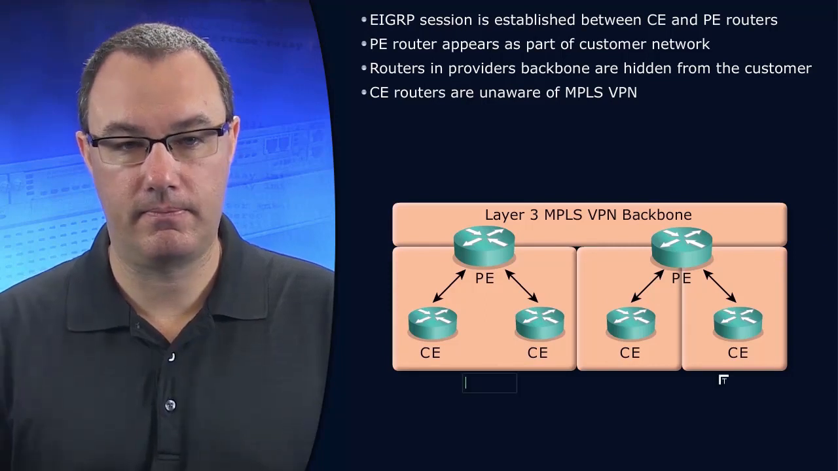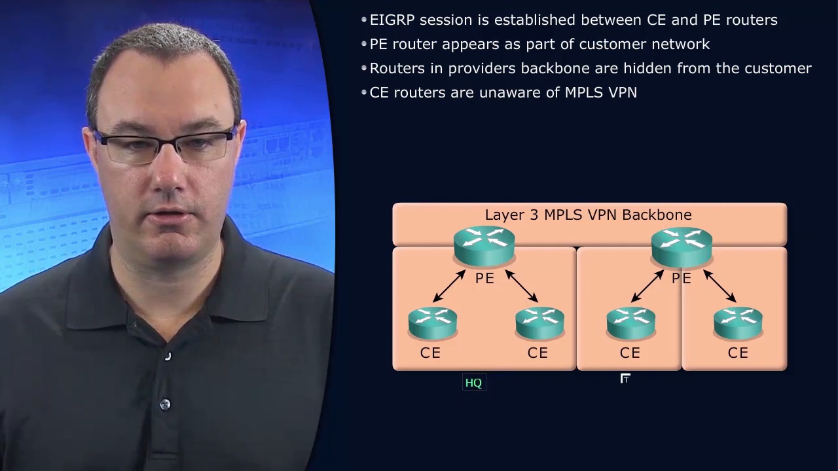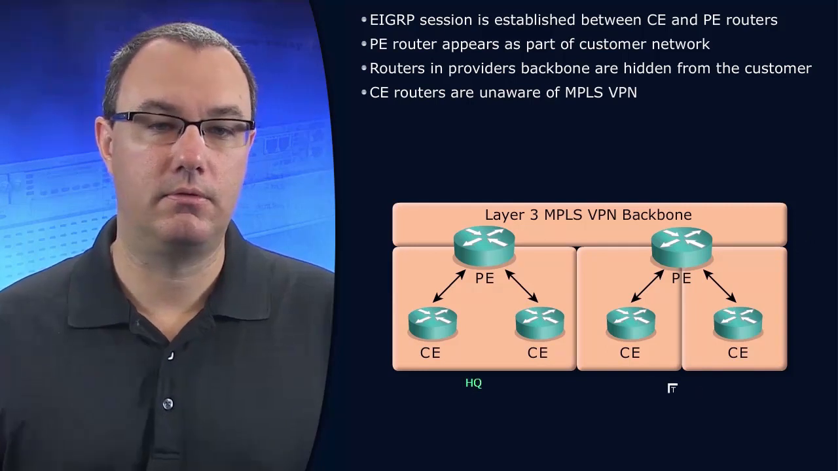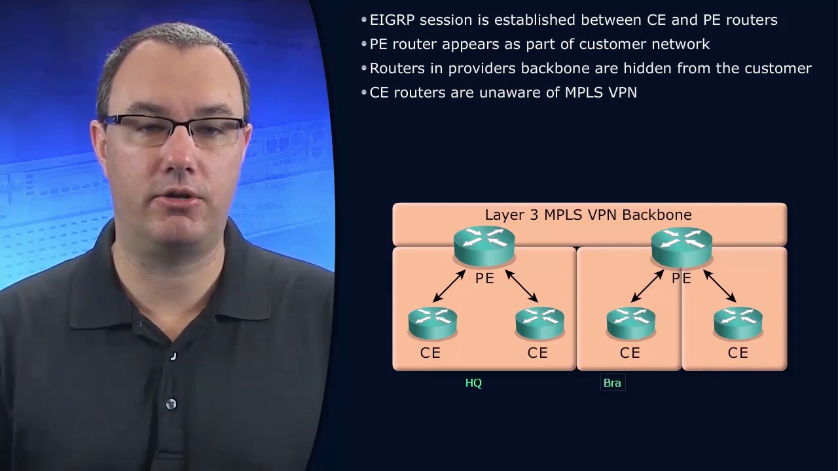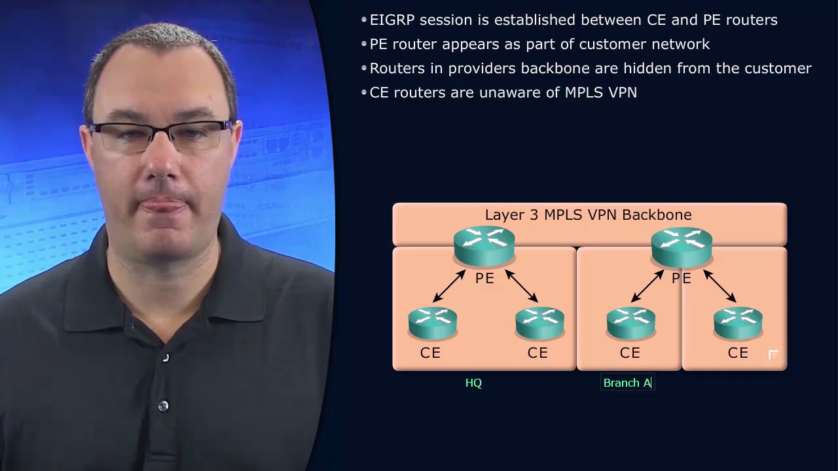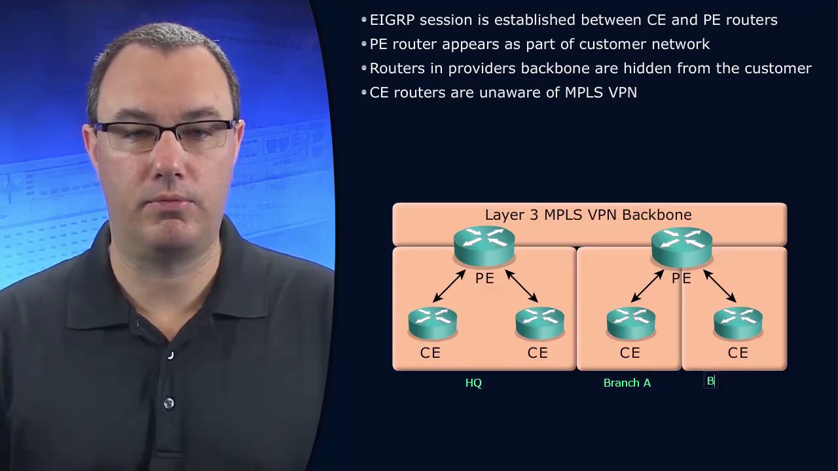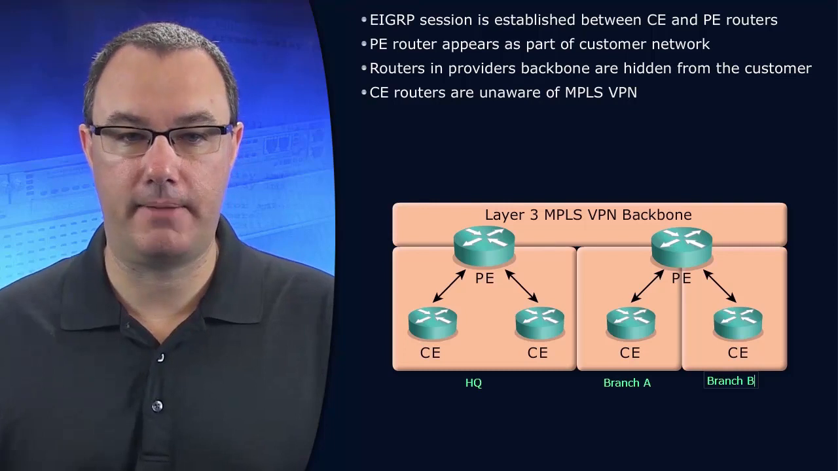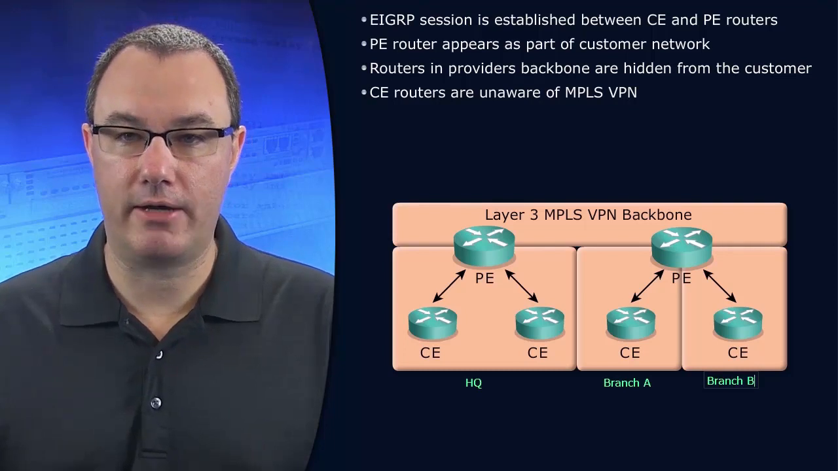here. Headquarters. Branch A. Branch B. Okay. Now what are these routers that we're seeing here?